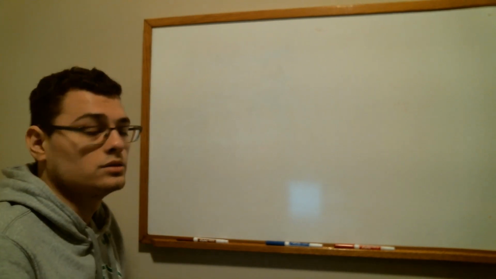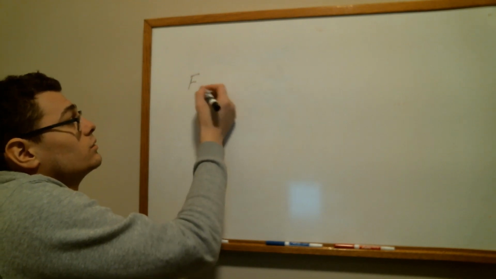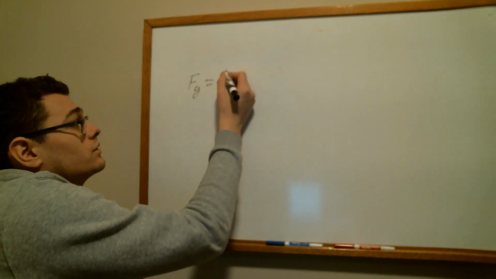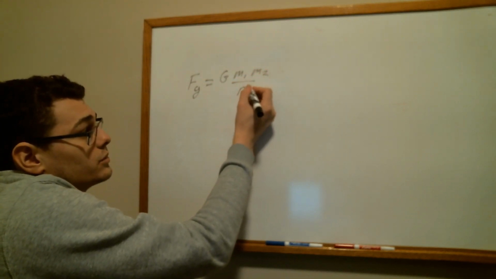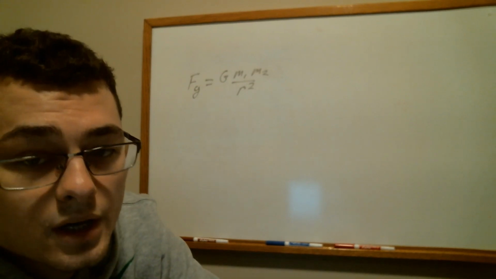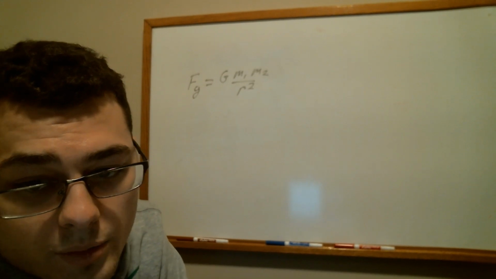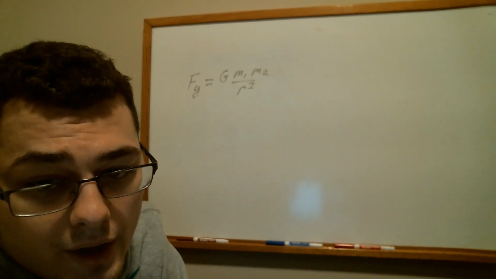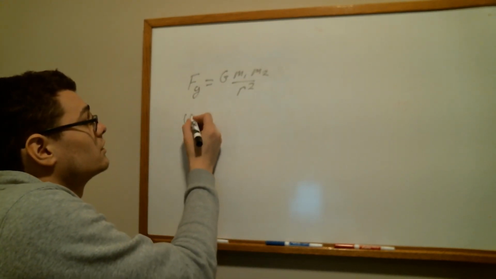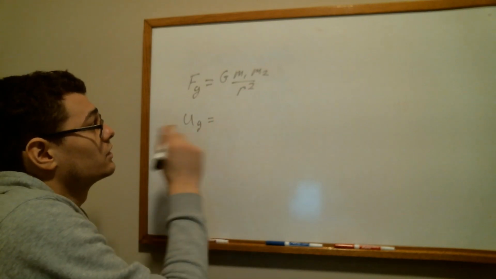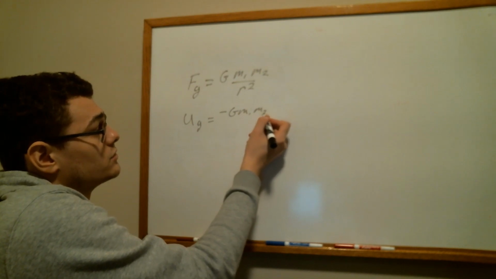Okay, so for a quick review of gravitation, we remember that Fg is going to be equal to G m1 m2 over the separation distance squared. So now, if we go ahead and integrate this equation, we will yield back our potential energy here. We can say that UG, when we integrate this, is negative G m1 m2 over R.